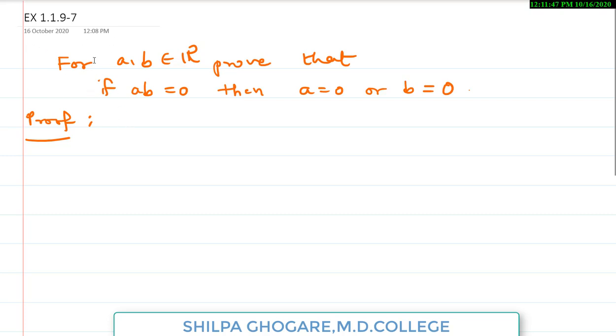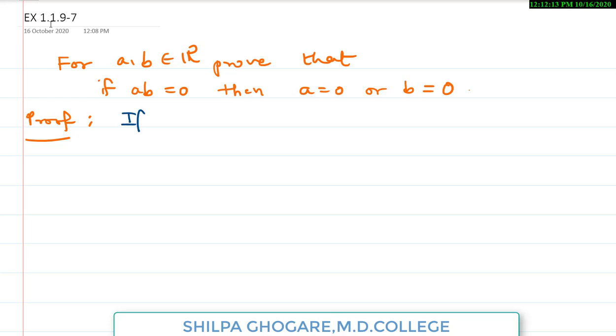This particular example is part of the first year BSc Mathematics paper 1, first unit. What we have to prove is that for any two real numbers, let's say A, B, if A into B is 0, then A is 0 or B is 0. Okay, so let us prove it.